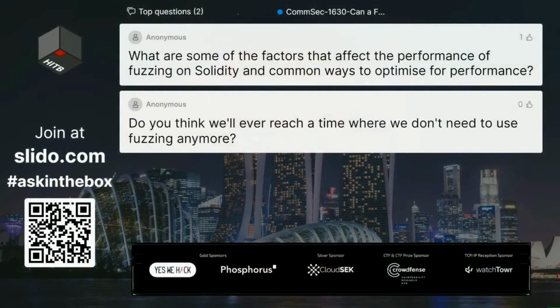First, what are some of the factors that affect the performance of fuzzing on Solidity and common ways to optimize for performance? Some of the factors that affect the performance of Solidity fuzzing are the latency of compilation itself. Please bear in mind that the compiler parses the input, translates it into an intermediate representation, and then optimizes it and then assembles it. So it's a pretty big pipeline. Sometimes it can have multiple seconds of delay, and for fuzzing, this is a bottleneck.